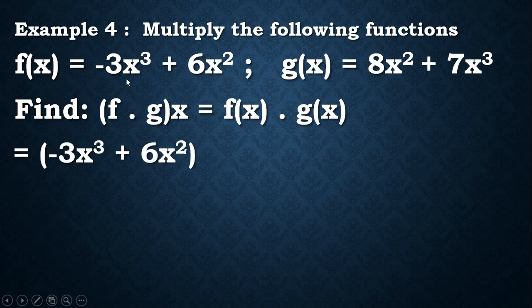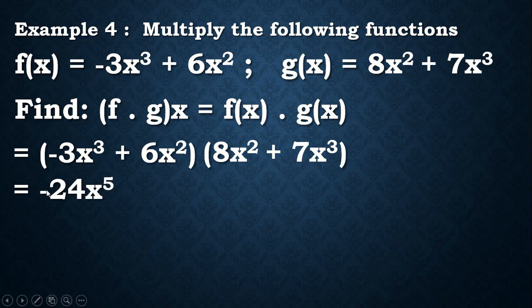And then we have to write for the f of x: negative 3x cubed plus 6x squared. And then it will be multiplied by the g of x, which is 8x squared plus 7x cubed. And then we have to multiply this part, negative 3x cubed by 8x squared. 3 times 8, 24. Negative times positive, that is negative. So we have negative 24x to the 5th because you have to add their exponent.